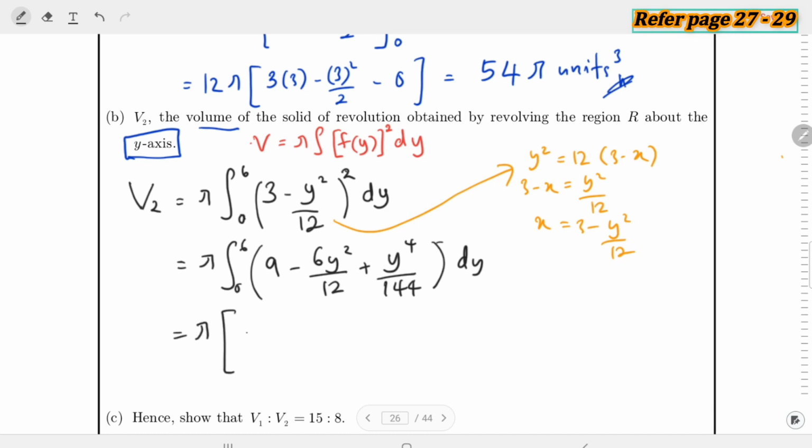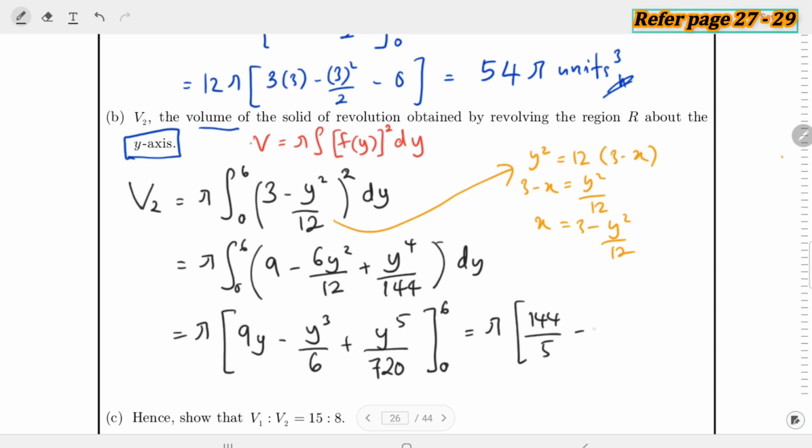So π times (9y − y³/6 + y⁵/(5 × 144)), so it's 720, from 0 to 6. See, we are having here π times 144/5 minus 0, and then the final answer will be 144π/5 units cubed.